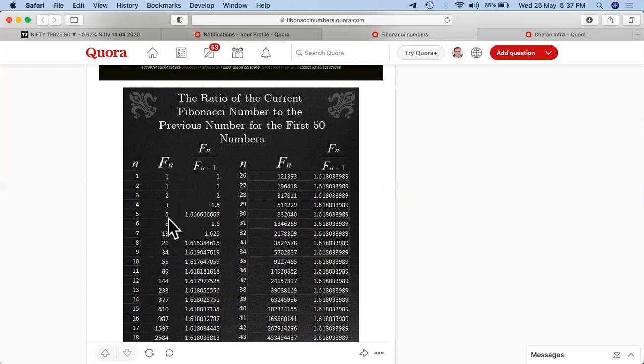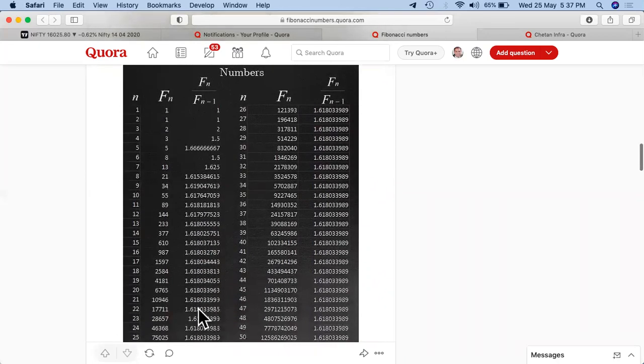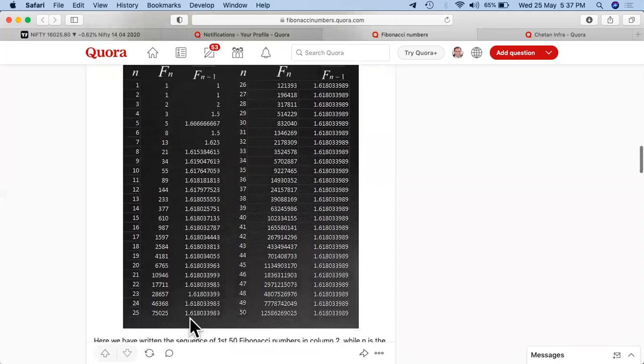5, which is the next Fibonacci number, it comes to 1.6. For 8, it comes to 1.5. 13, it comes to 1.625, right? And from here onwards, if we see, it comes to a constant ratio, which is 1.618. We'll only take the first three decimal numbers, not more than that. So that comes to 1.618.